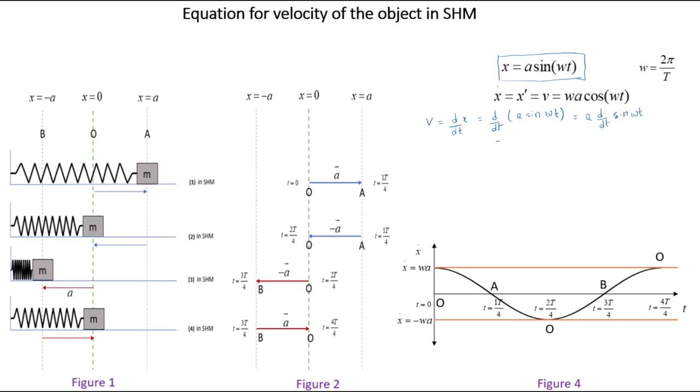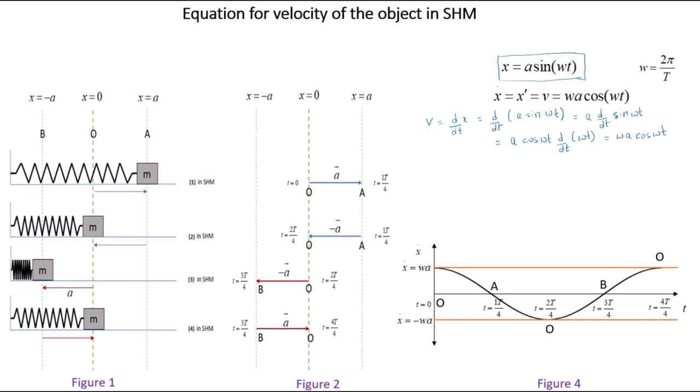And this will be equal to a times the derivative of sine omega t, which is cos omega t times d by dt of omega t. As I mentioned, omega is a constant, so this will eventually be equal to omega a cos omega t. So what we understand from this is that the velocity of the object executing SHM will be represented by a cosine curve.